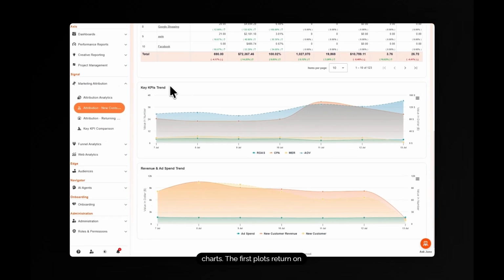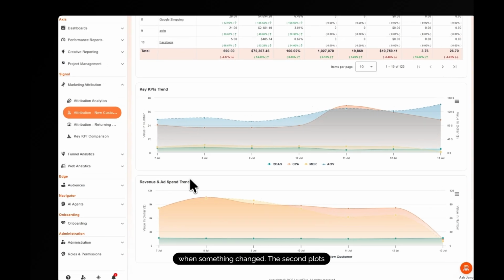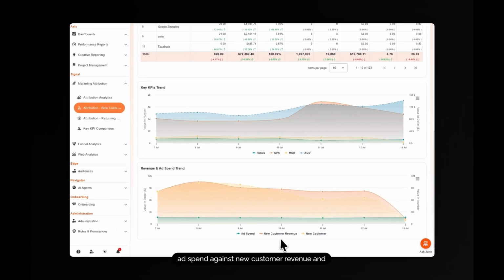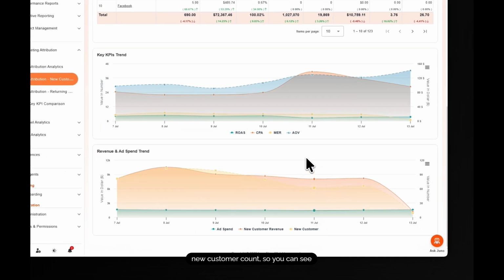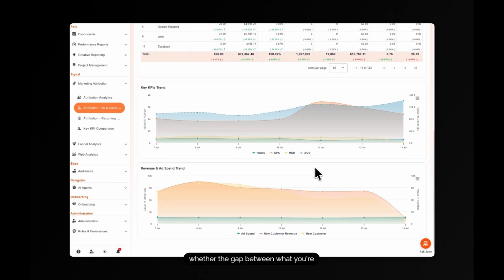The first plots return on ad spend, cost per acquisition, marketing efficiency ratio, and average order value over time, so you can spot exactly when something changed. The second plots ad spend against new customer revenue and new customer count, so you can see whether the gap between what you're spending and what new customers are generating is widening or narrowing. That's attribution, new customer. It's where you find out if your growth is real or just revenue moving around inside customers you already have.